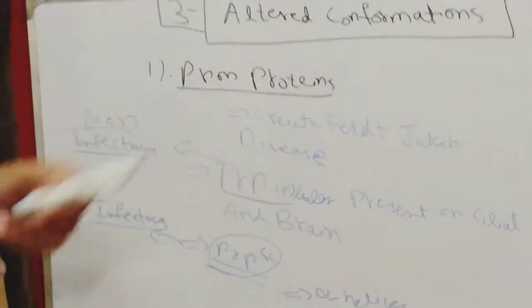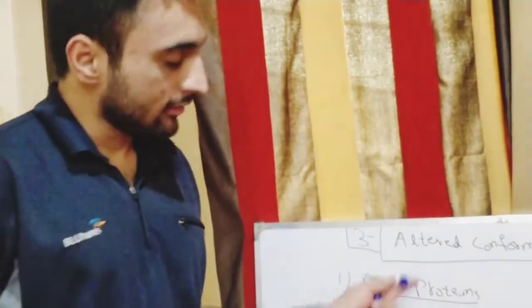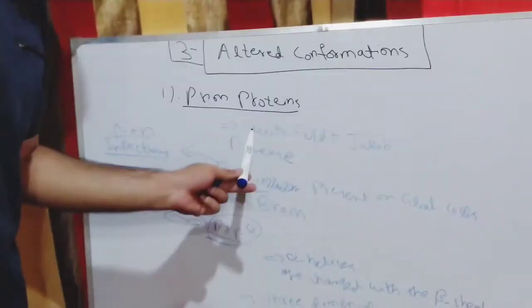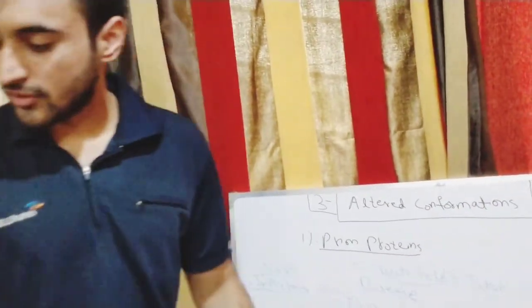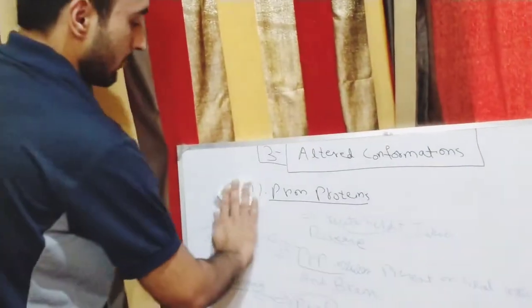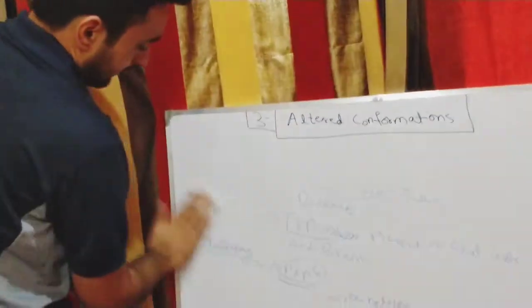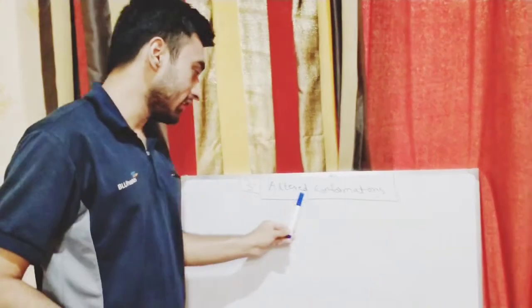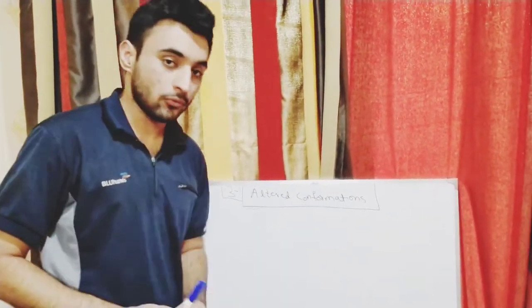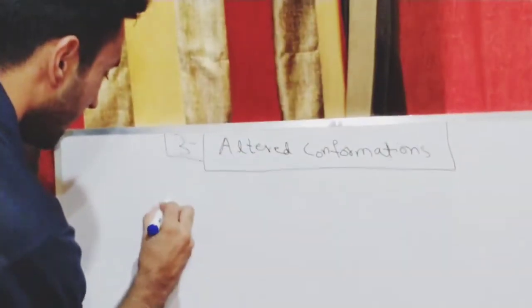So this is how Creutzfeldt-Jakob disease is caused due to the altered conformation that produces the prion protein, and then these prion proteins cause this disease. And this is the whole procedure of how this disease is caused. Now discussing the second consequence of the altered conformation of the protein.